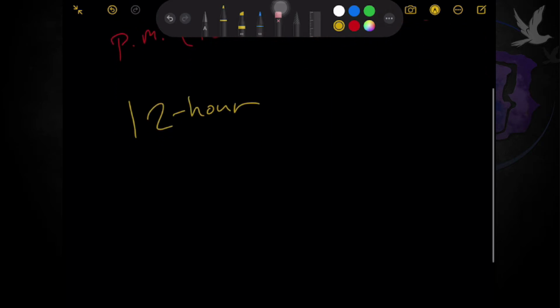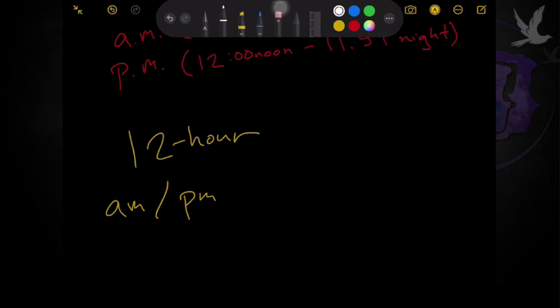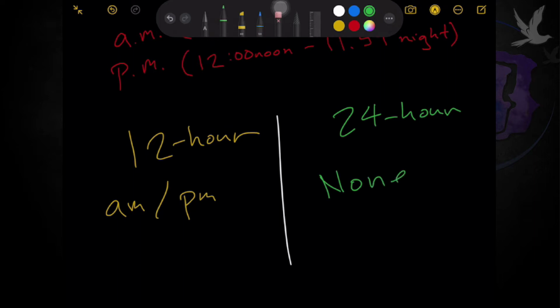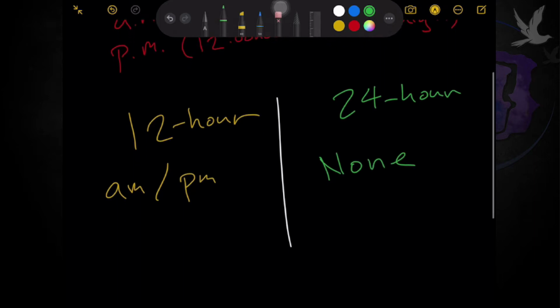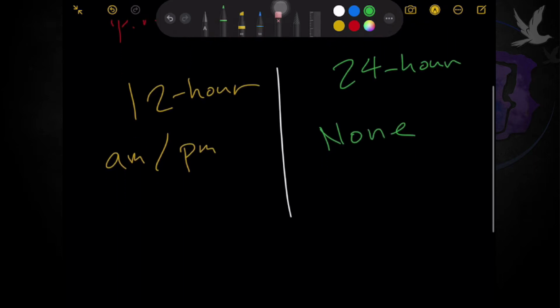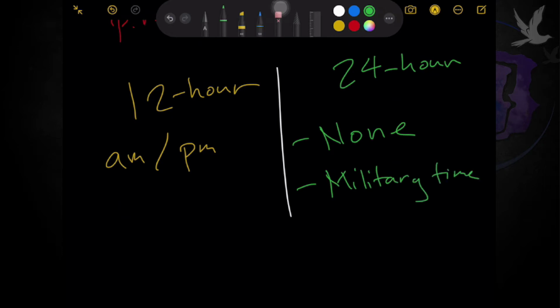Okay, so always know that for the 12-hour system, this is the only time that we make use of AM and PM. While for the 24-hour time, we don't. There is no AM, PM here. There's none. Okay? Because the 24-hour system is actually also called the military time. What do you mean by military time?